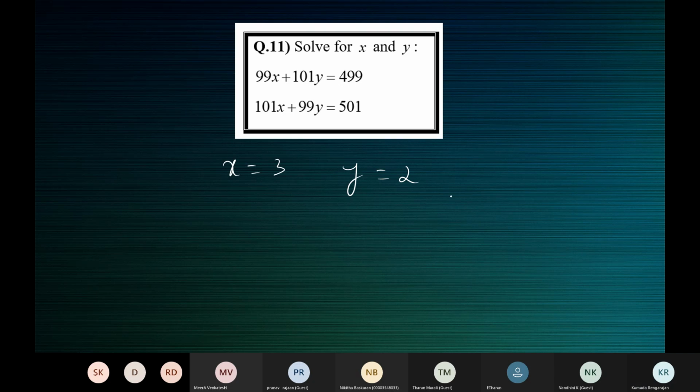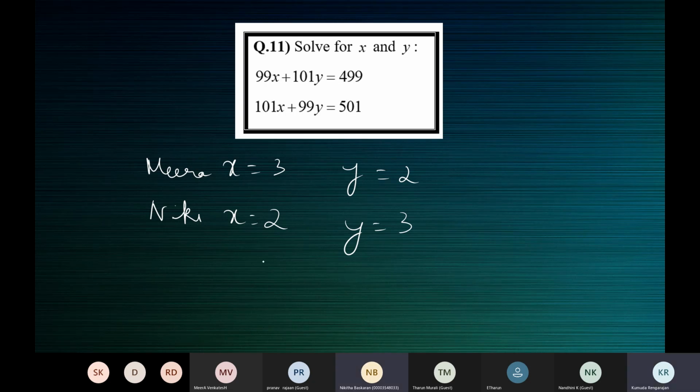All right. How many of you agree with this answer? No, ma'am. What's your answer? Meera says x is 3 and y is 2. Ma'am, I got x is equal to 2 and y is equal to 3, ma'am. Okay, Nikita, you got x is equal to 2 and y is 3. Okay.